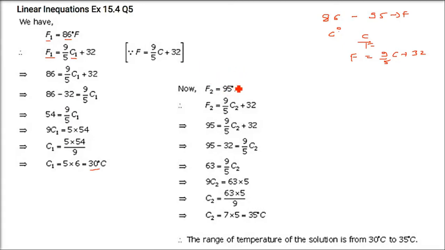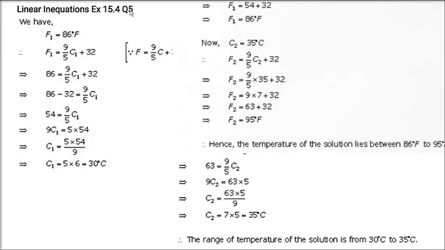Coming to 95 degree Fahrenheit, you put F as 95 and try to find out C. That is going to be 35 degree corresponding to 95. So the range will be 30 degree and 35 degree. It is actually 86 and 95 in Fahrenheit, and in degree centigrade it is 30 degree and 35 degree. So there is no inequality involved here. It's just a conversion, I guess. So we have conversion here.